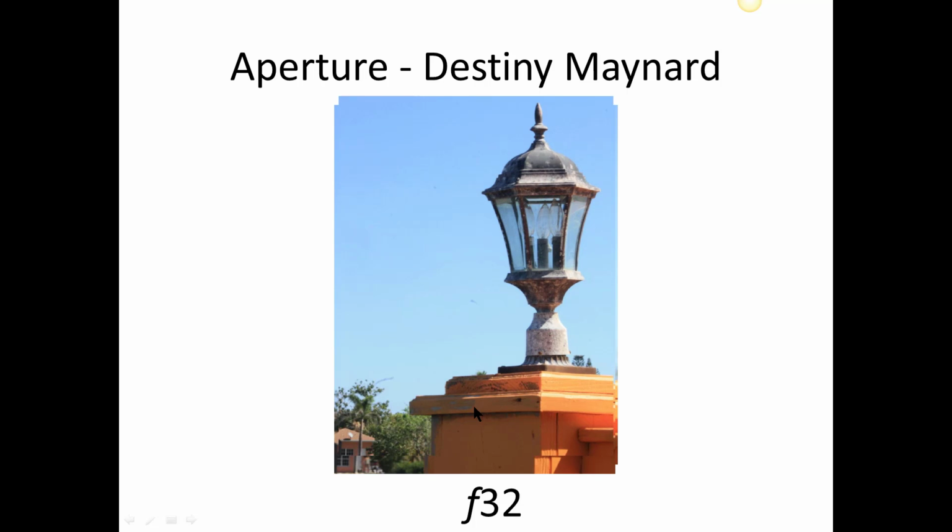f32. So what you're doing with your aperture is you're controlling the depth of field, what is in focus, and you do that by controlling the f-stop. f32 is a very small hole.